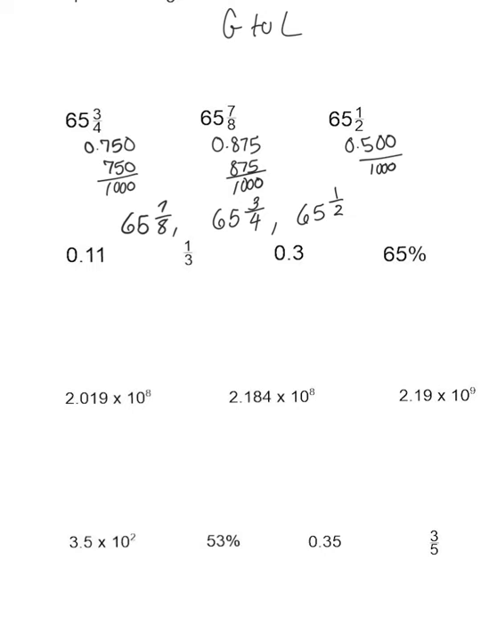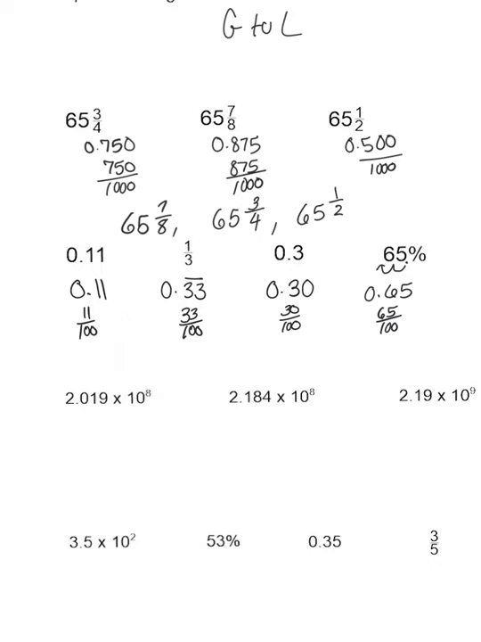Okay, looking at this next one, we have 11 hundredths. 1/3 is the 0.3 repeating. Then we have 0.3, and then 65%, move that decimal back 2 places, is 65 hundredths. We have 2 digits after our decimal, so I need to add in a 0 placeholder here on my 0.3. So I have 11 over 100, 33 over 100, 30 over 100, and 65 over 100.